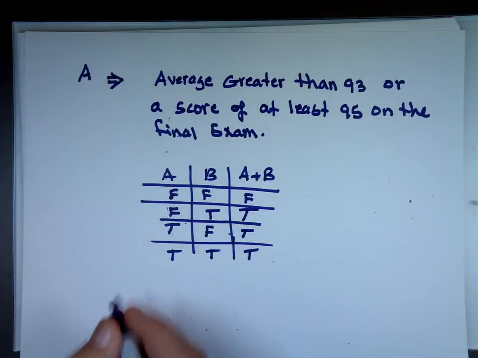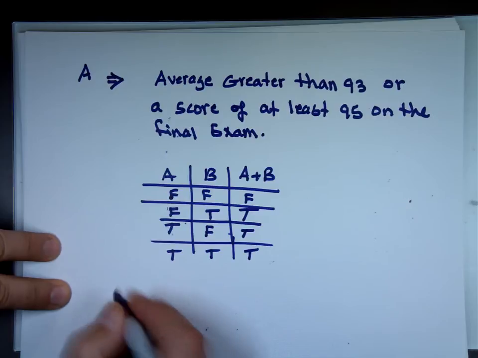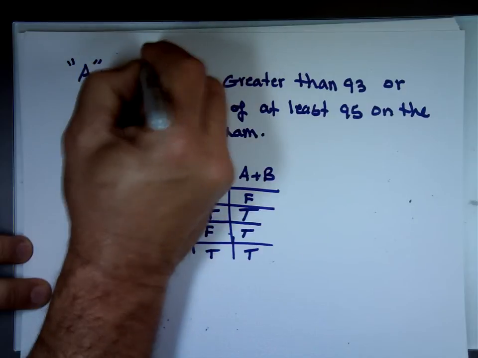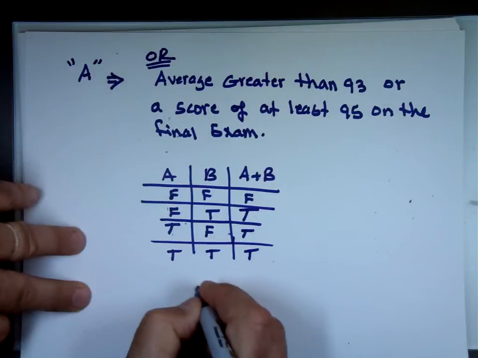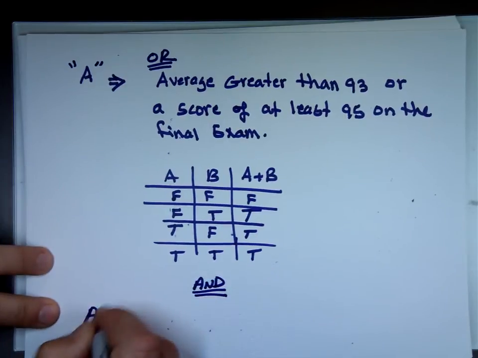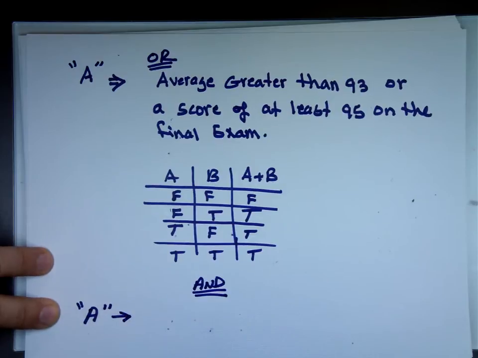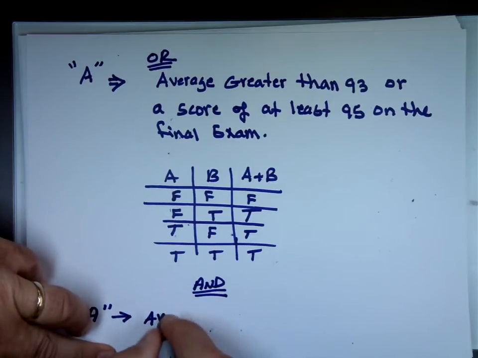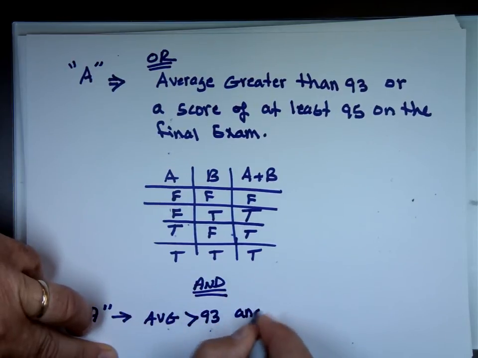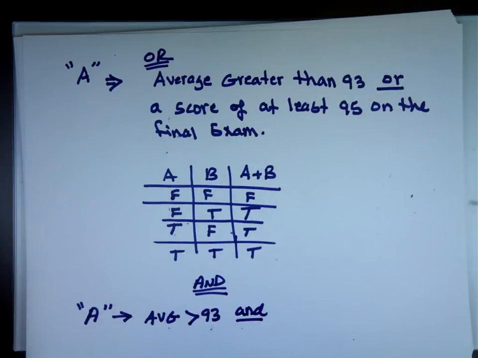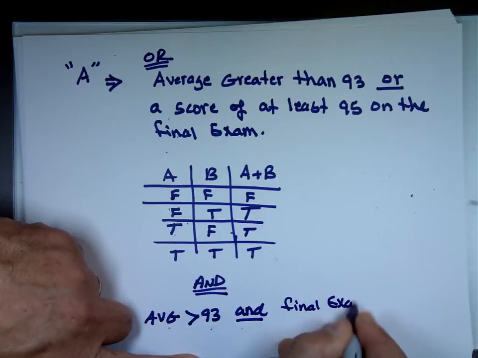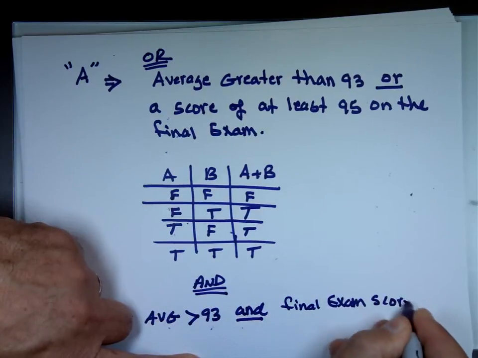Now the AND, so we're talking about here, OR here. To get an A in the course, that's an OR here. An AND, if I change that to get an A in this class, you need an average of greater than 93 and, let's say I said and instead of or here, final exam score is bigger than 95.